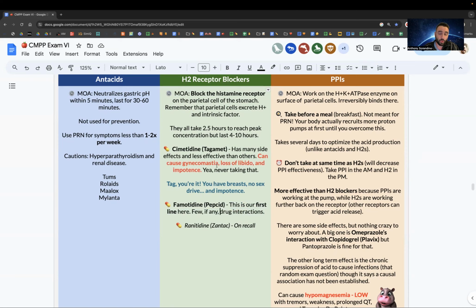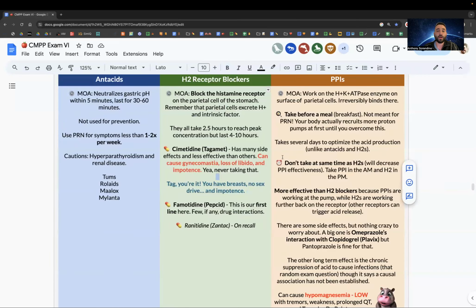Cimetidine or Tagamet does have some severe side effects. So you want to look out for gynecomastia, a loss of libido, and impotence. So I have here, "Tag your it." You have breast, no sex drive, and impotence. So Tagamet, definitely some serious things to consider there.